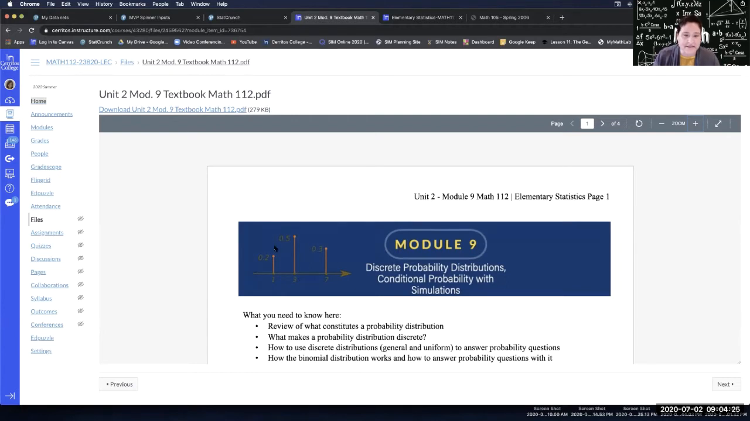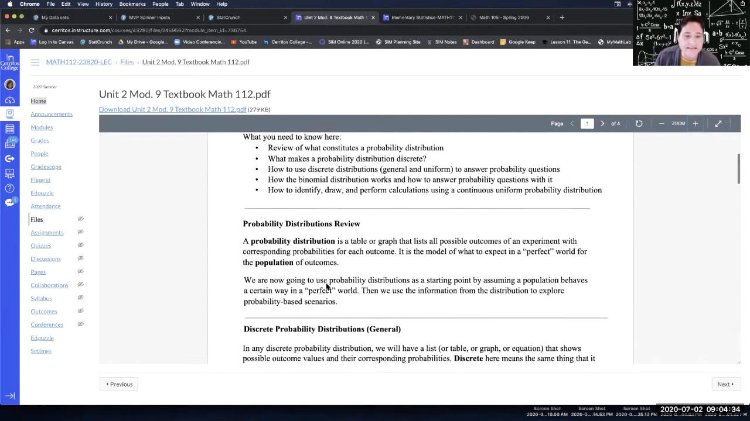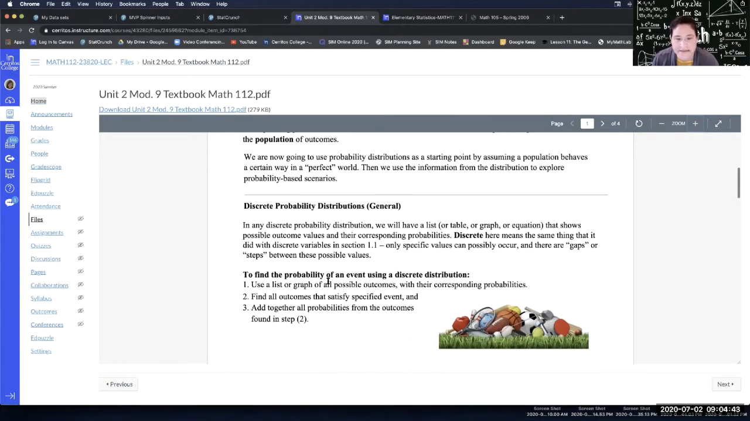So as you can see here, even in the picture up here, you can see we jump from 1 to 3, and then we jump all the way to 7. So discrete data has gaps in it. So a discrete probability distribution is merely a probability distribution that is using discrete data.